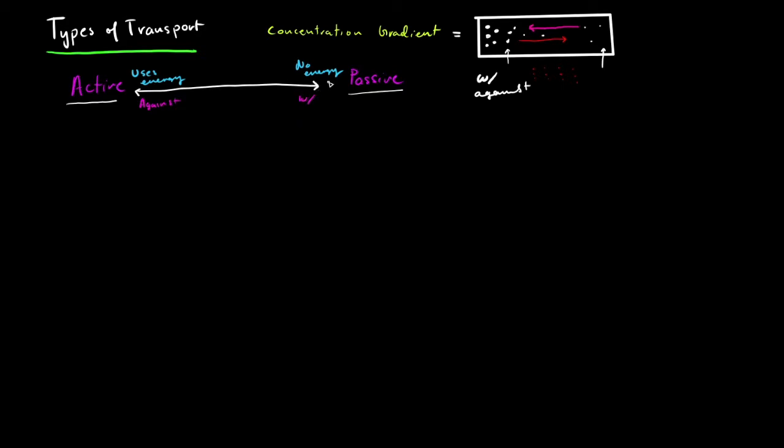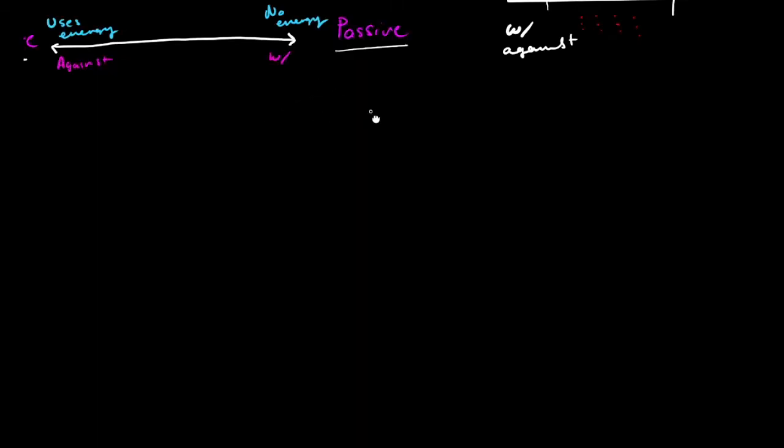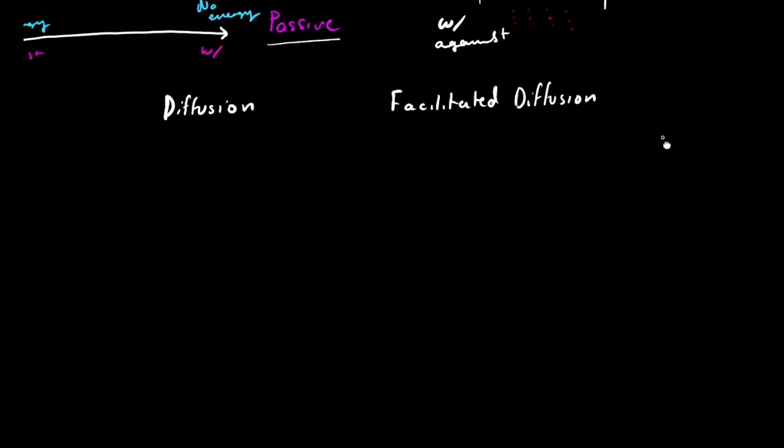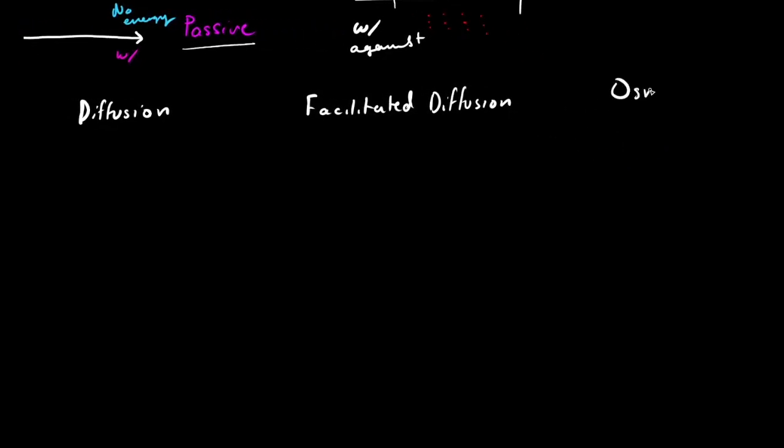In today's video, we're going to be going over the types of passive transport. And really, there are three main types. We have diffusion. We have facilitated diffusion. And lastly, we have osmosis. And I'll highlight passive transport so that everybody knows what we're talking about exactly here. So let's get right into it.